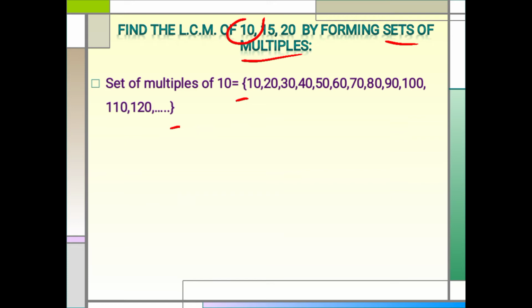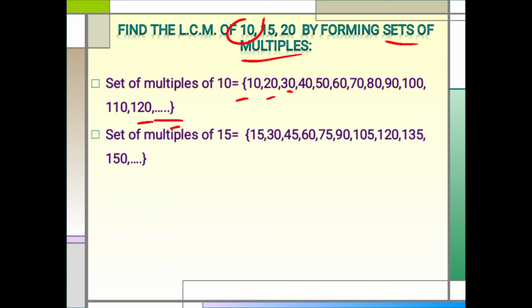So the multiples of 10 are 10 ones are 10, 10 multiplied by 2 is 20, 30, 40, and then 120, and so on. This "so on" means multiples cannot end, you can multiply it till you don't know where you will end. So that's why you place dot dot dot at the end, and it is a must, because it continues.